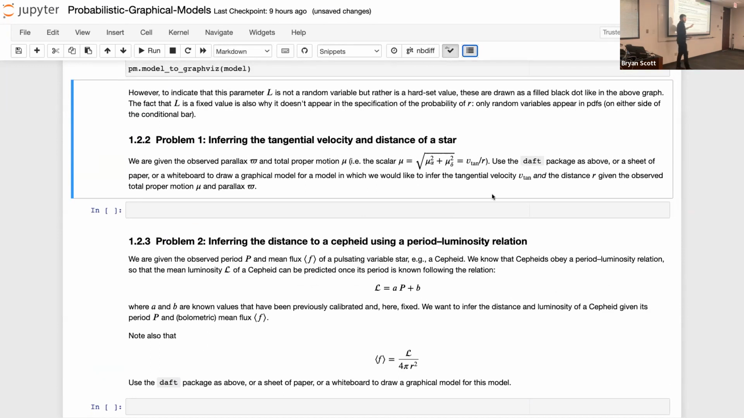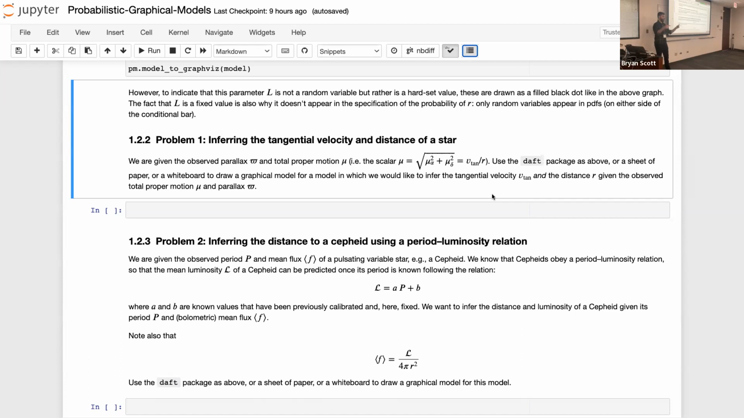This is going to be similar to the distance parallax model, but with a couple other components to it. The setup is we have the parallax and the total proper motion, the magnitude of the proper motion vector u. So that's a scalar, and that's related to the tangential velocity of a star over its distance. So the task is to draw a graphical model for a probabilistic model in which we want to infer the tangential velocity and the distance, and we've observed the parallax and the total proper motion.